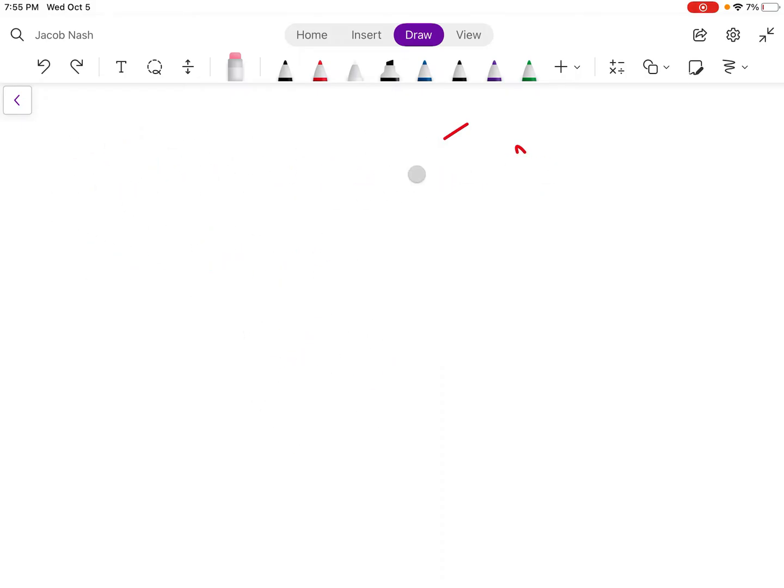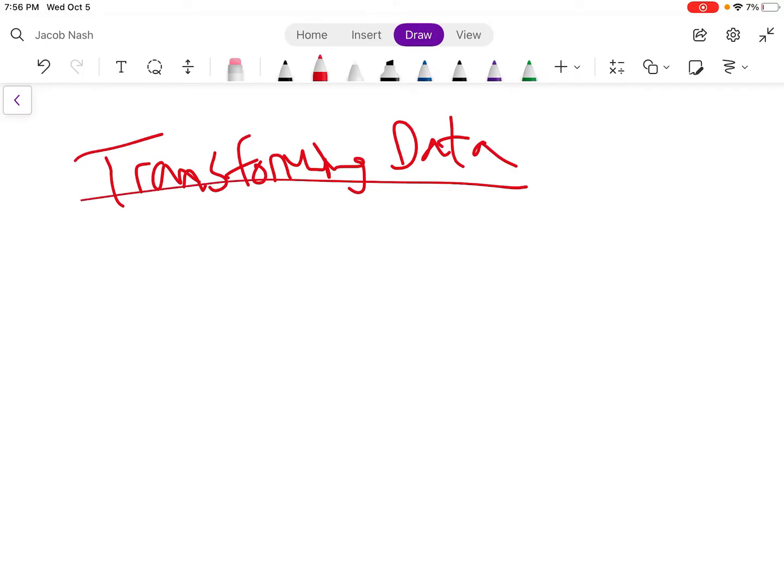So then now we're going to talk about transforming data. What does that mean? Transforming data is literally just if you do something to the data all the same. You multiply every data point by something, you add something to every data point, that's the same thing, whatever the case may be. And we have to know what things change and what things do not.